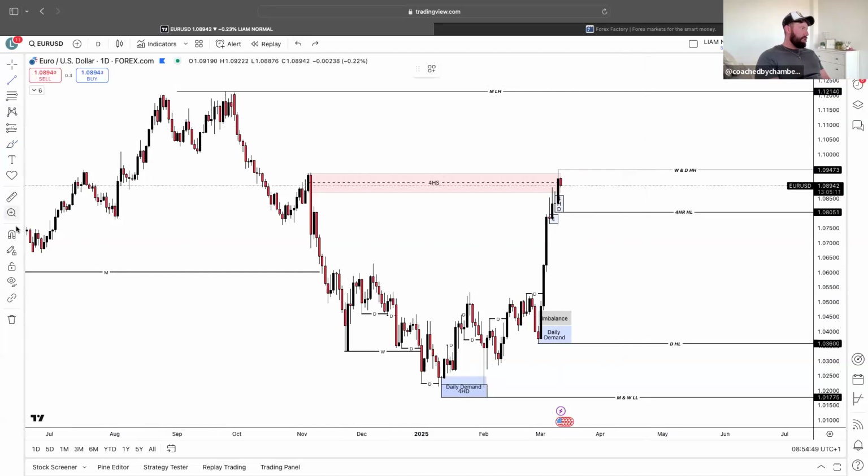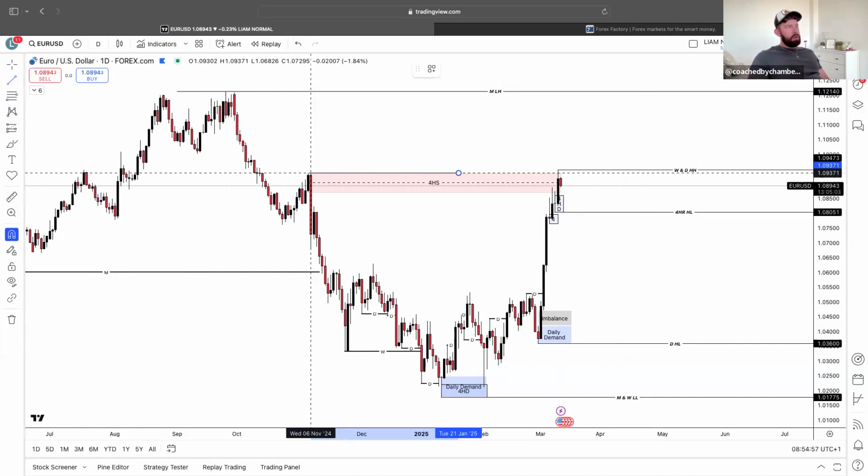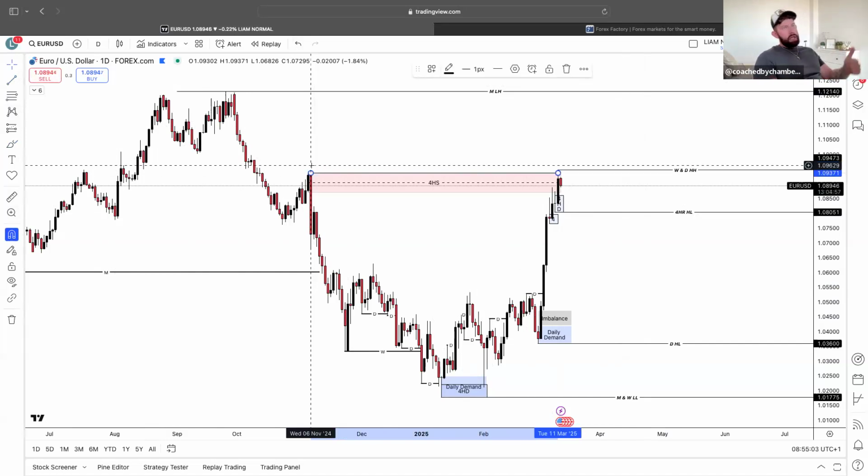Now, as you guys can probably see, we are in this 4 hour supply area and daily supply area, and we've also wicked above to take the high. As we already know, the markets, the institutions, after doing two things, after seeking liquidity and also rebalancing the market.